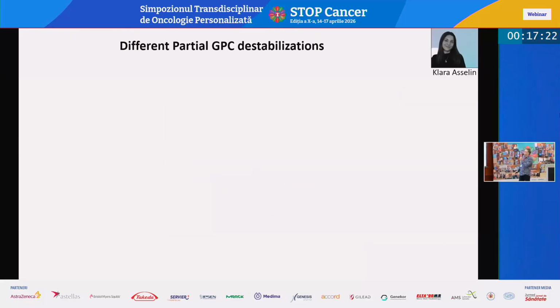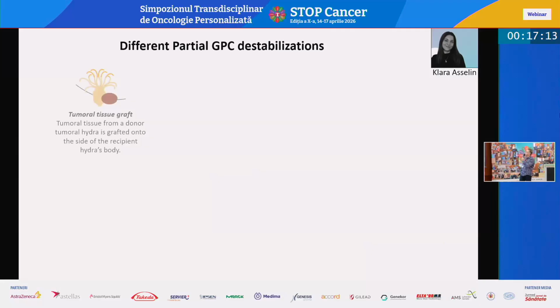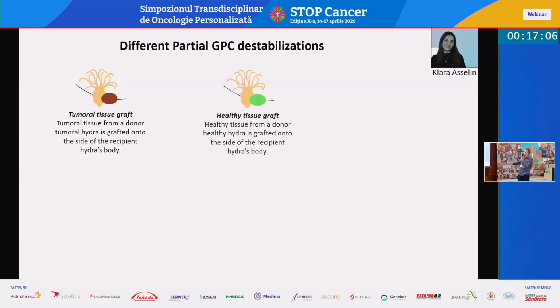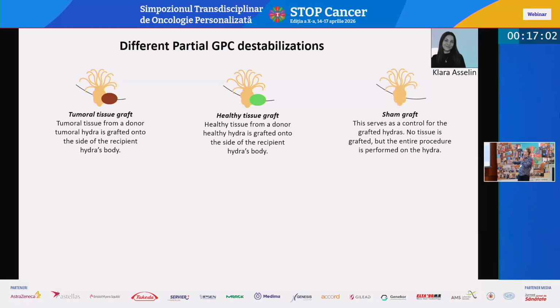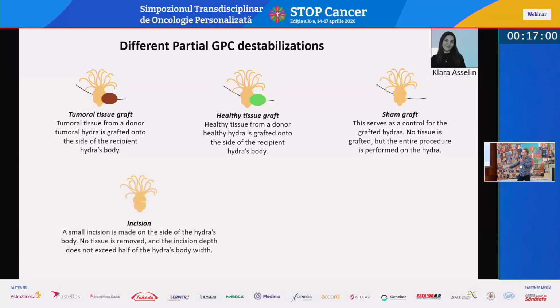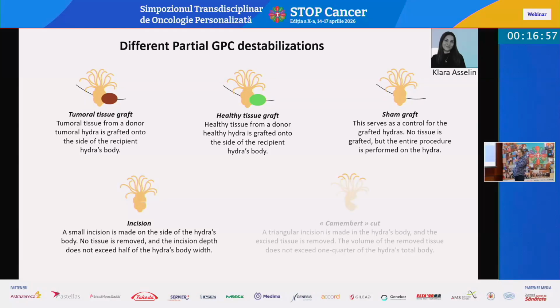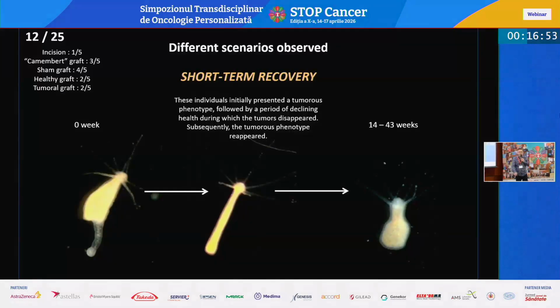As an example of partial destabilization, I will present some preliminary results obtained by my PhD student, Clara Asselin. So to induce some partial destabilization, Clara decided to introduce tumoral tissue into the tumor. She introduced healthy tissue inside the tumor. She did exactly the same without grafting any tissue. She made a small incision in the hydra, and she made also a camembert cut. And with these protocols, she was able to obtain 3 different scenarios.